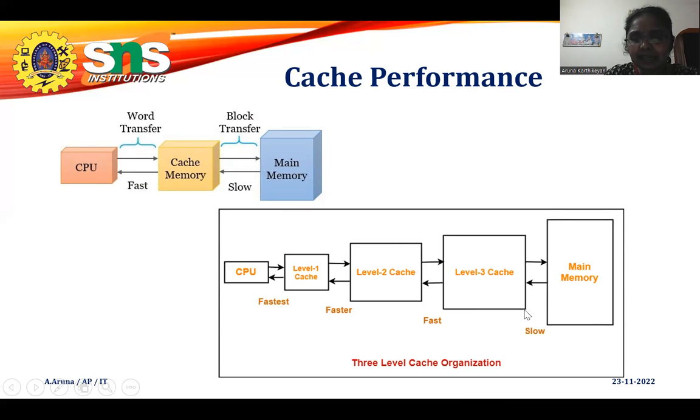This is a three-level cache: level 1, level 2 and level 3. Level 1 is the fastest, level 2 is faster, and level 3 is fast. Level 1 cache must be present inside the processor. Level 2 cache can be either inside or outside. Level 3 cache is outside the processor.